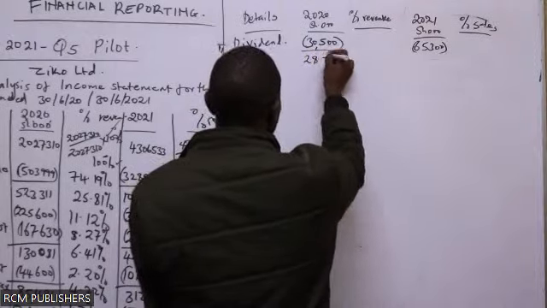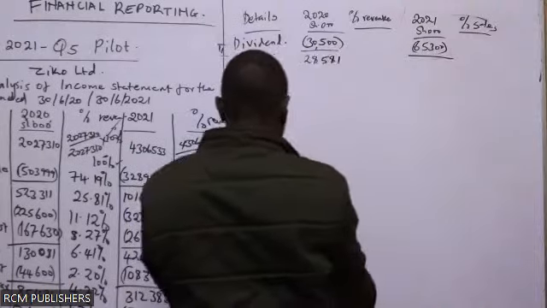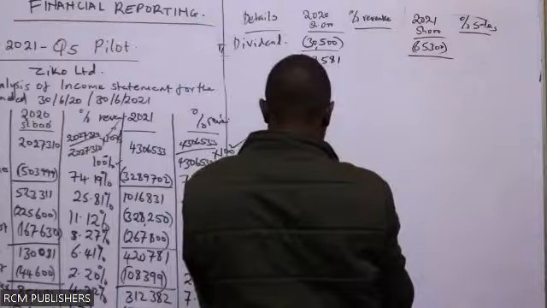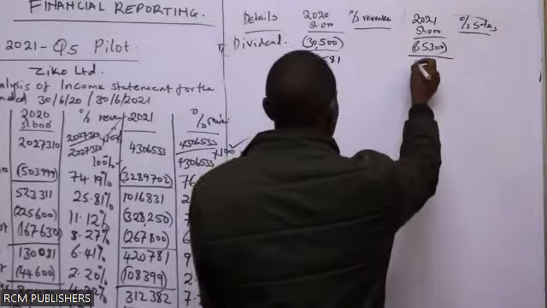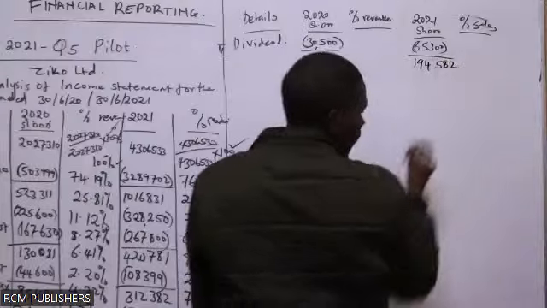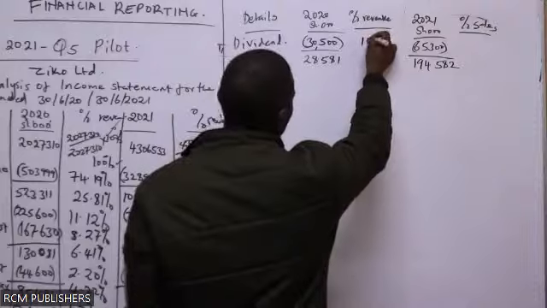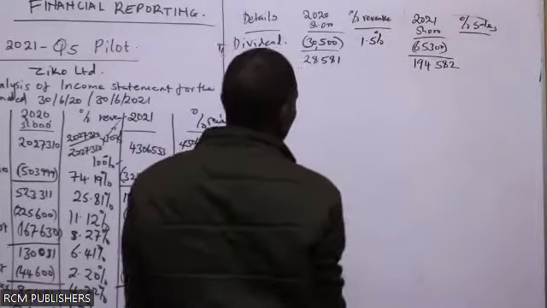28,581. Give me 1 minute. 194,582. 194,582. Dividend ni ngapi? 1.5. Thank you. 1.5%. How about for the 2021?